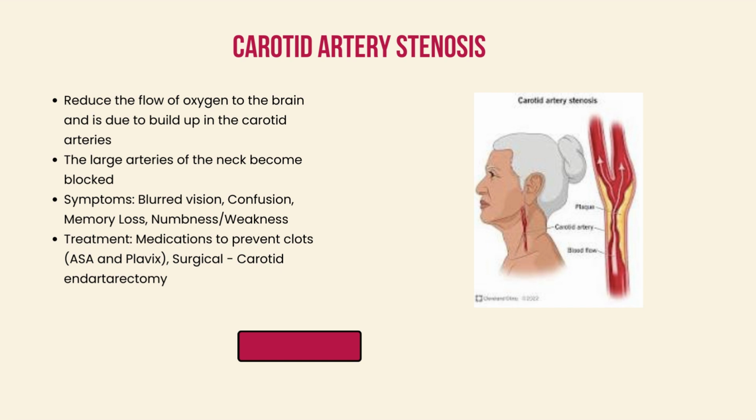Treatments that we would give for patients with carotid artery stenosis would be blood thinners to make sure that blood is flowing, so aspirin and Plavix. And if the stenosis is severe enough, and if the patient's having lots of symptomology, lots of confusion, lots of issues with seeing, and let's say they have a strong history of strokes in their family, then the patient would probably undergo a carotid endarterectomy, which we're going to talk about in the next slide.